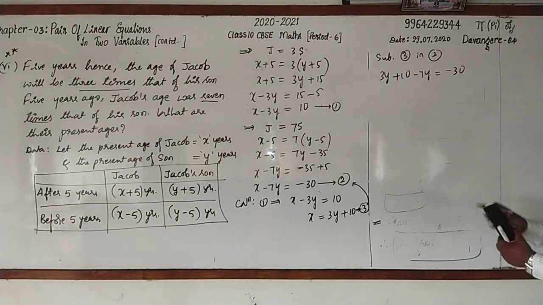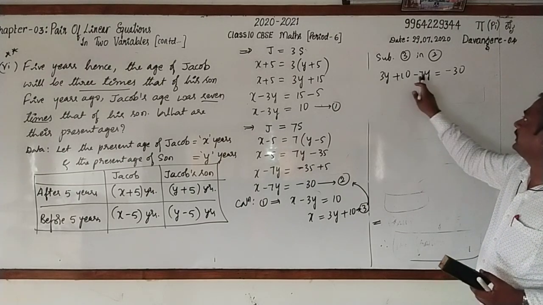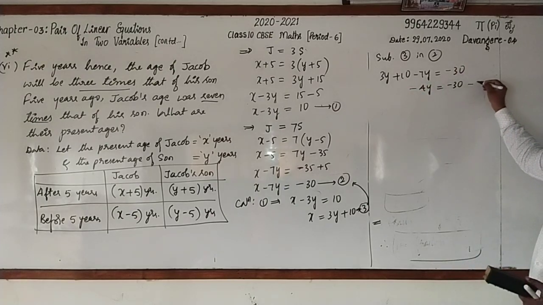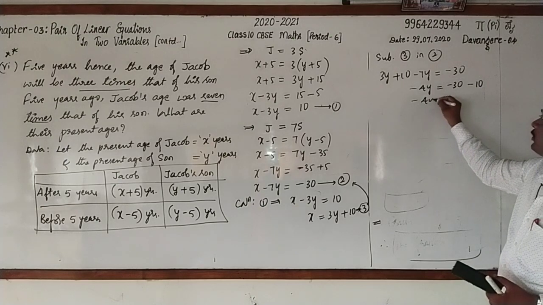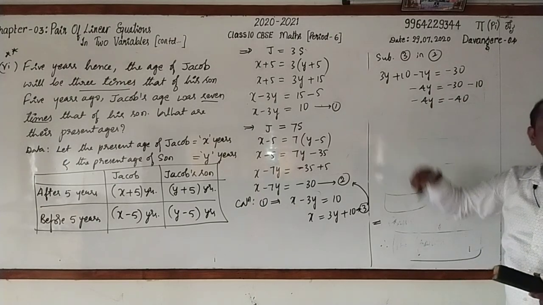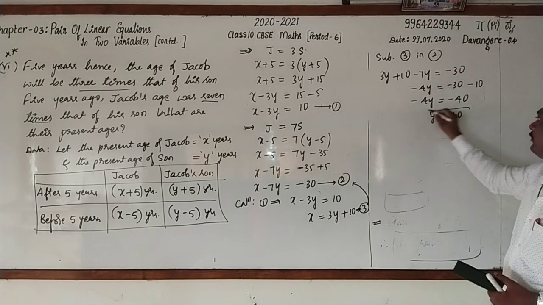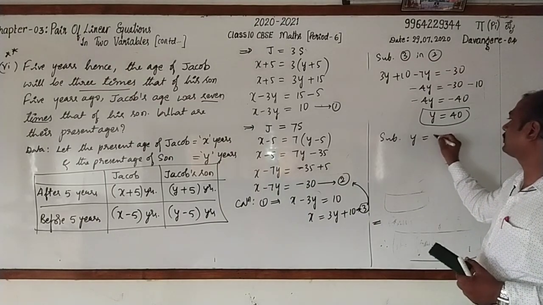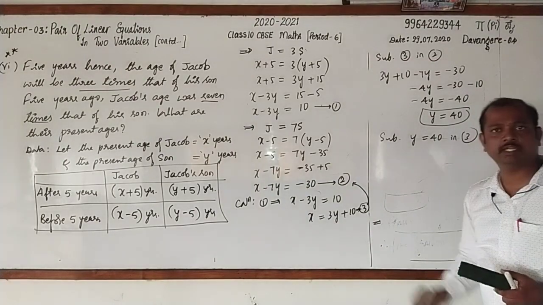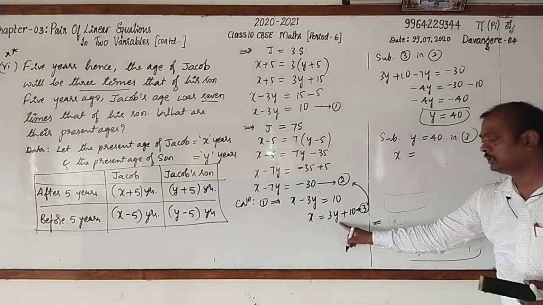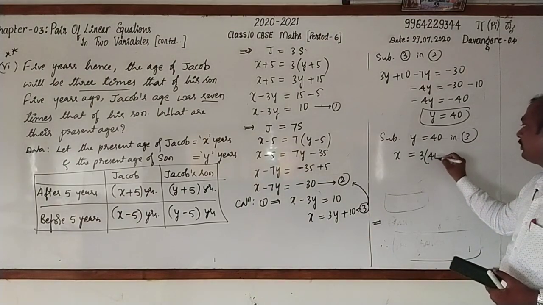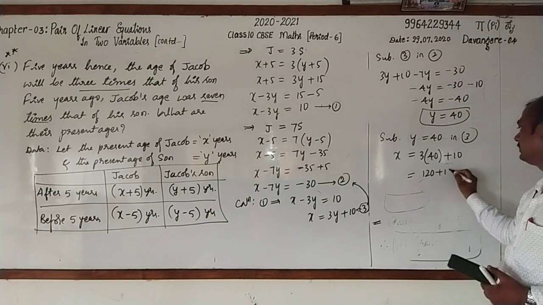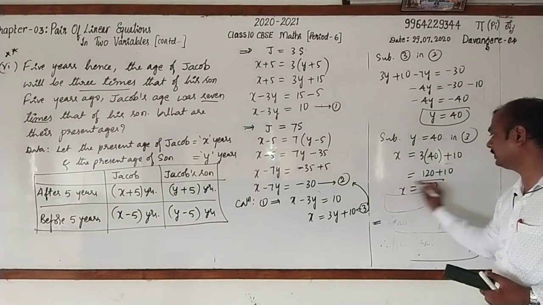Next, it is 3y minus 7y, minus 4y. It is minus 30. Transfer 10 to the right hand side, becomes minus 10. Then minus 4y is equal to minus 40. Minus minus get cancelled. y is equal to 40. Got it? Next, substitute y equal to 40 in the third equation only. It will be easier. Then x is equal to 3y plus 10. 3 into y is 40 plus 10. It is 120 plus 10. It is equal to 130.